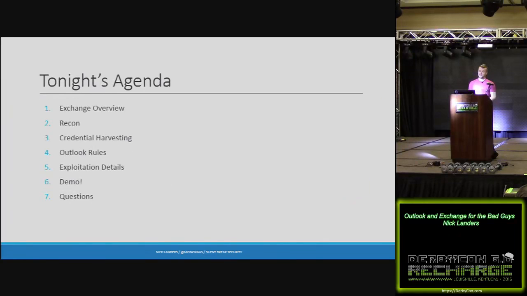So tonight's agenda, going to go over a quick overview of Exchange, the way we access it and what it has to offer us. Recon for collecting credentials, usernames, passwords, emails, things like that. Credential harvesting for turning a list of emails or essentially performing attacks to gain email password credentials. And then I'm going to go over an overview of Outlook rules, so inbox rules inside of Outlook. We're going to talk about the exploitation details of using these rules for remote code execution, persistence, lateral movement, everything like that. I'm going to give you guys a demo, and then we'll take questions.